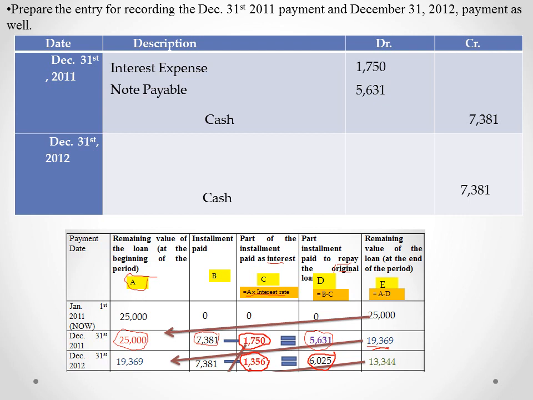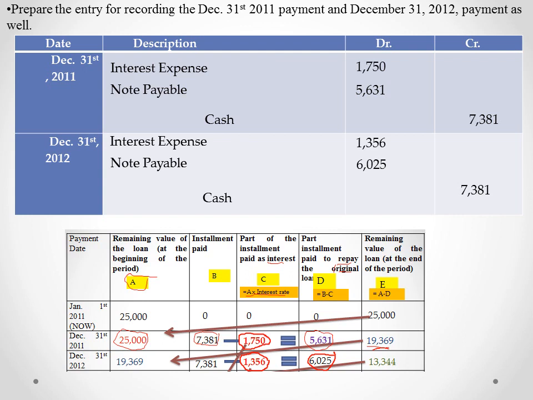Now we need to do the same for 2012. So we are going to visit the third row in the table below. The total cash paid will still equal 7,381. This is the total cash paid each year. Now we need to know how much of this amount will go to repay the interest expense and how much will go to repay the original loan. The interest expense for this year is 1,356. So you have to look at column C here, 1,356. So we record this as a debit to interest expense.